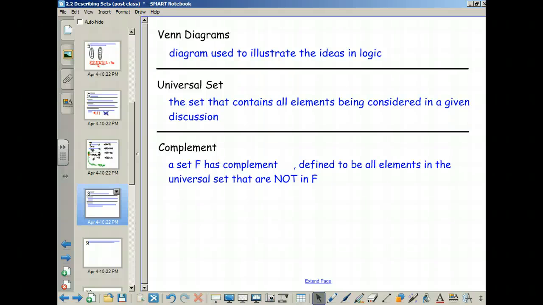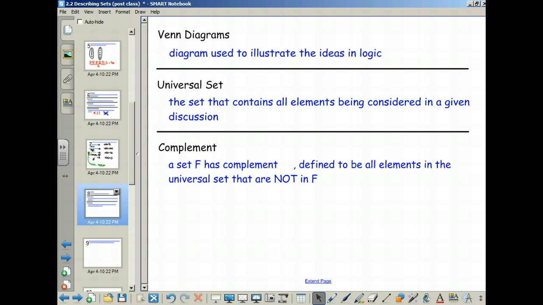Section 2.2, and we started talking about sets. We talked about sets being a collection of objects. We talked about some ways of distinguishing between sets or describing them as being finite or infinite. We talked about the null set, that means a set with nothing in it, these kinds of things.